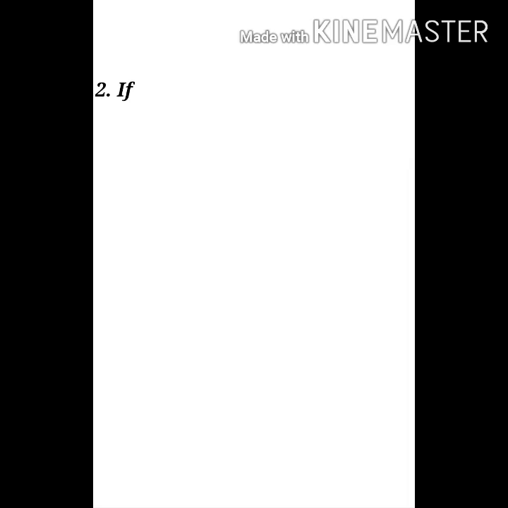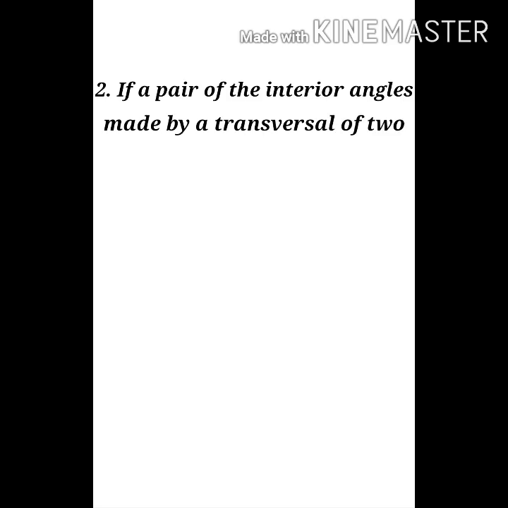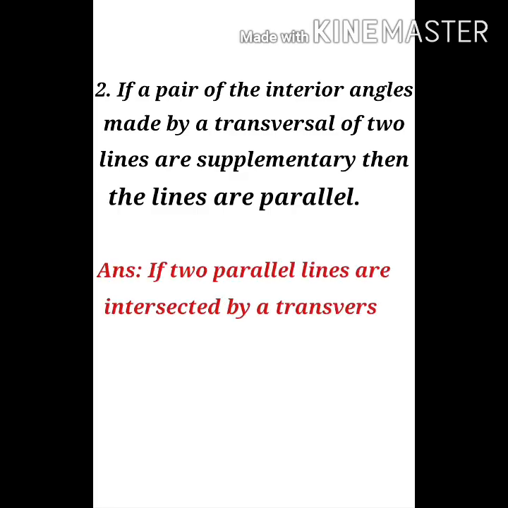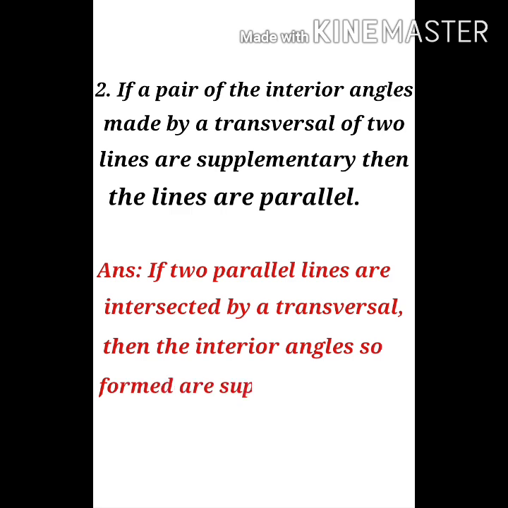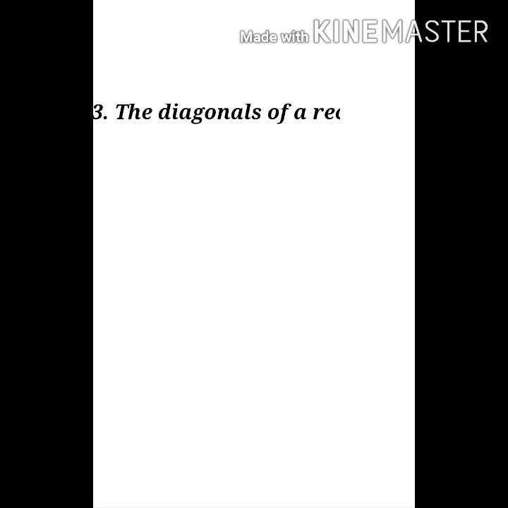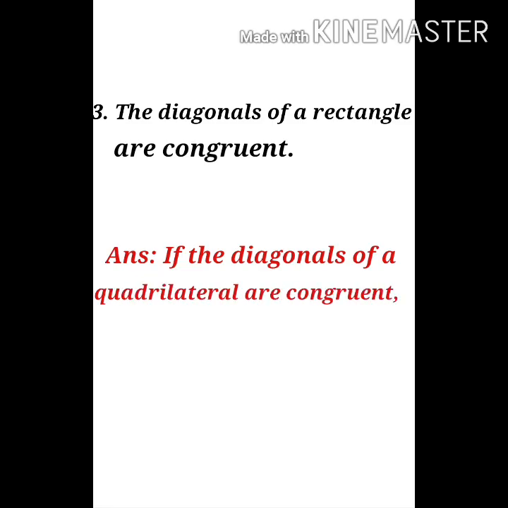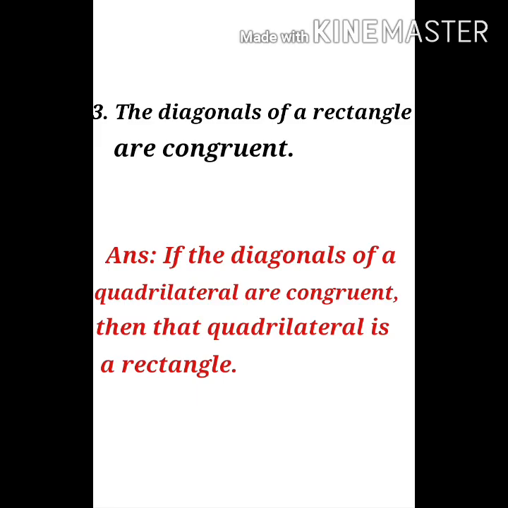Second question: if a pair of interior angles made by a transversal of two lines are supplementary, then the lines are parallel. The converse of the given statement is: if two parallel lines are intersected by a transversal, then the interior angles so formed are supplementary. Third question: the diagonals of a rectangle are congruent. Its converse is: if the diagonals of a quadrilateral are congruent, then that quadrilateral is a rectangle.